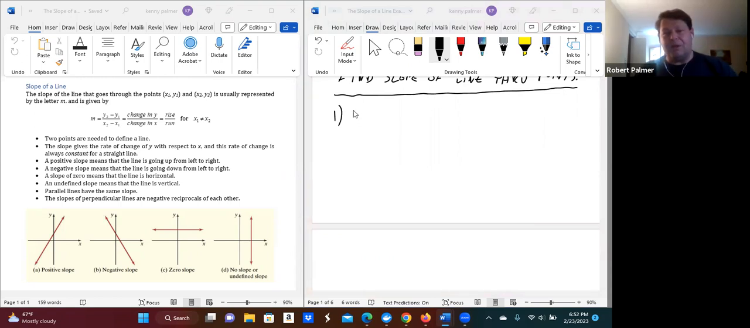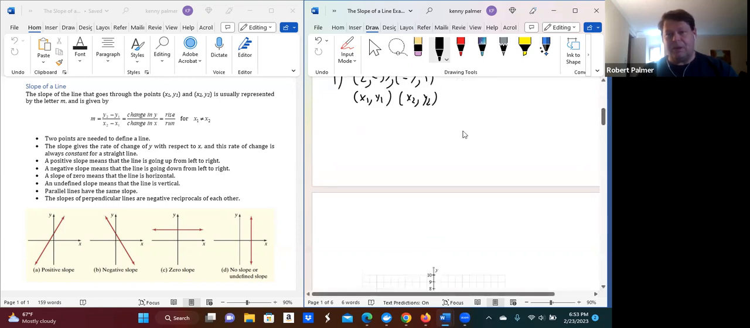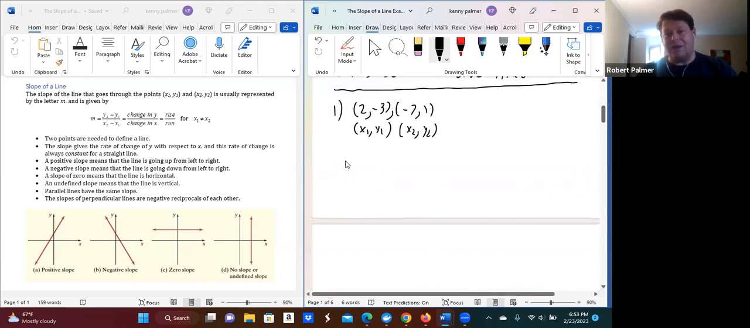Okay, let's have a line that goes through the points (2, -3) and (-7, 1). Now, as far as my formula, it doesn't matter which one I call x1, y1, and x2, y2. You get the same result. I call this one x1, y1. I call this one x2, y2. And so from this, my slope m is going to be, and over here we have to be careful with the signs.